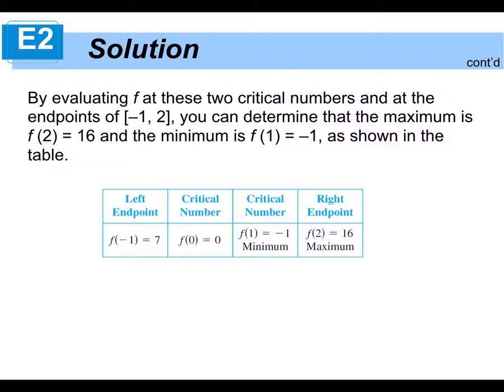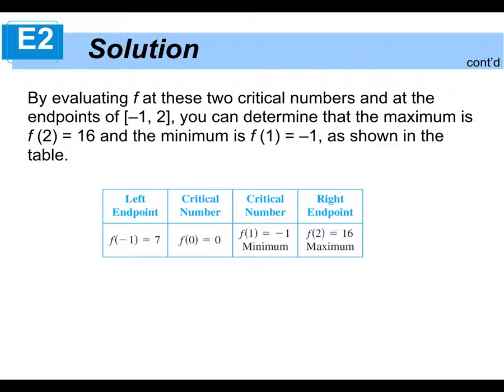Question? For the right endpoint and left endpoint, what do you plug negative 1 and 2 into? The original function. The 3x to the 4th minus 4x cubed. Yeah, because everything's dealing with the original function, so we want to know how high up or down that original function is.